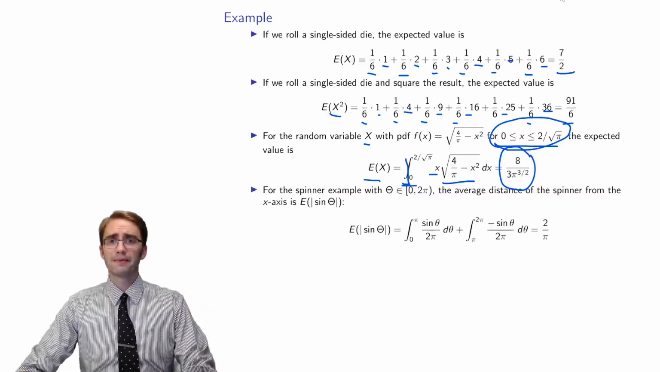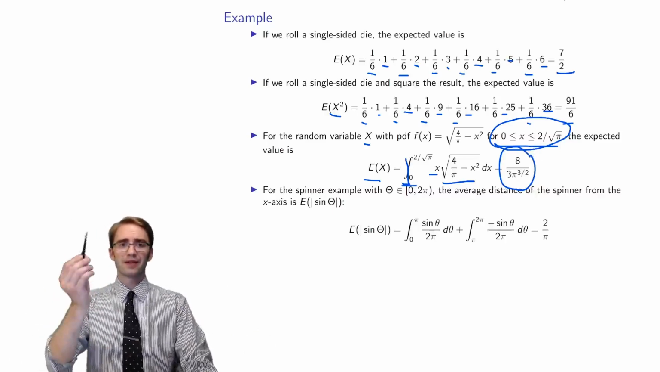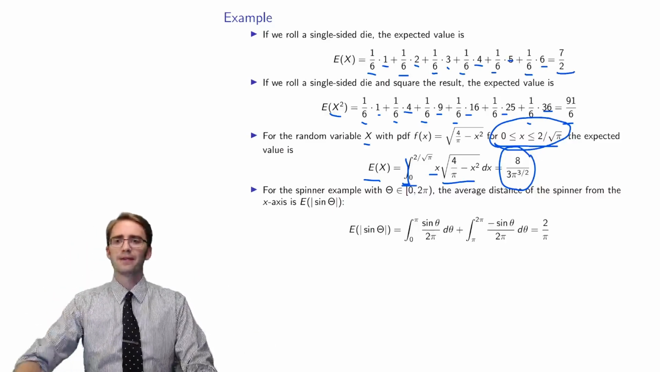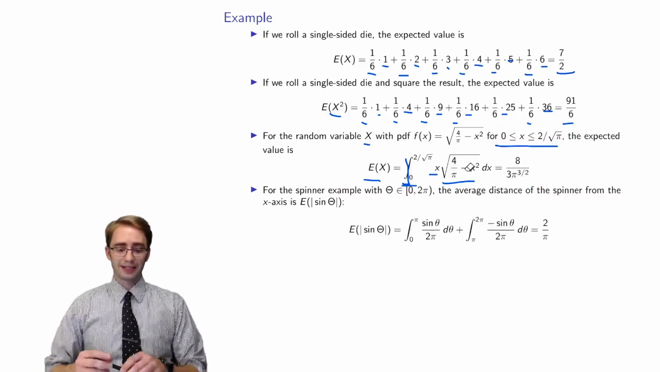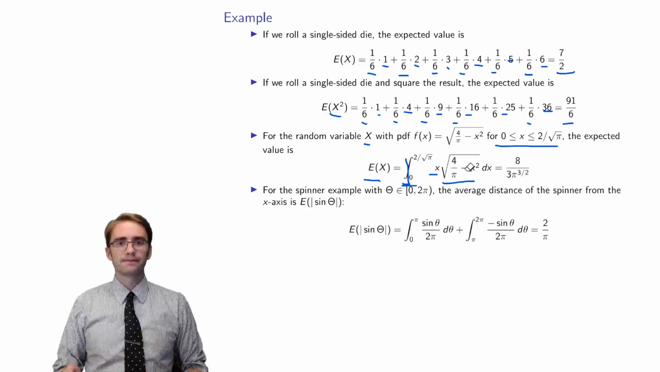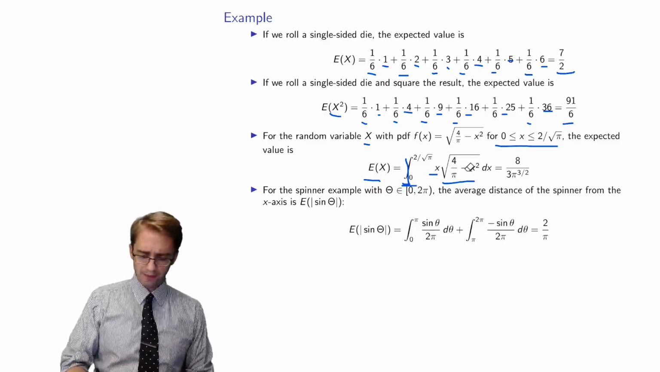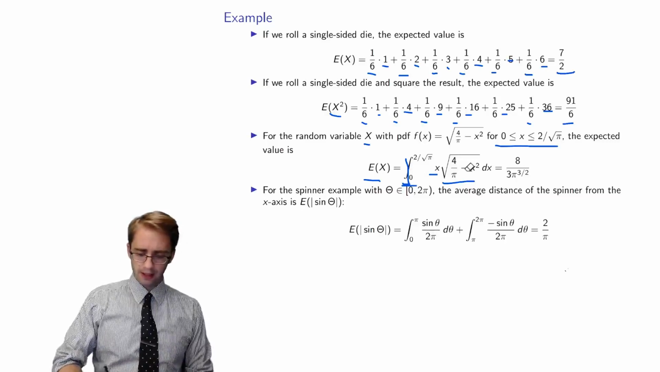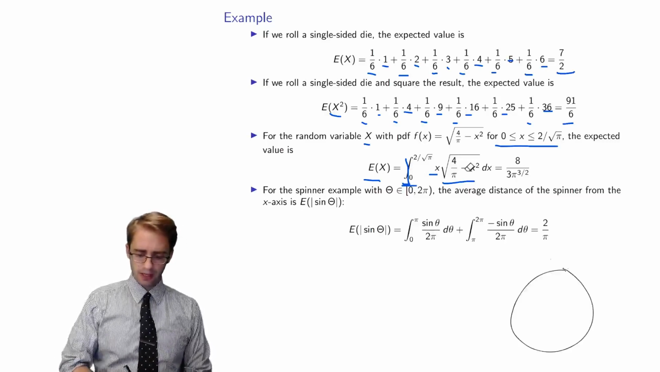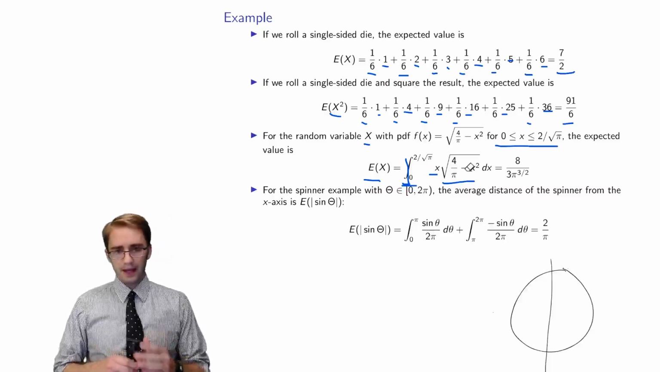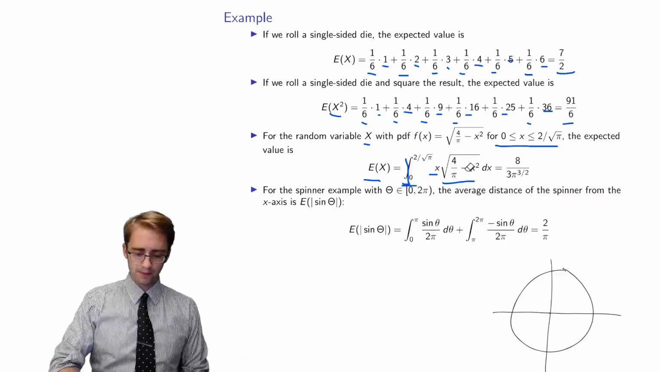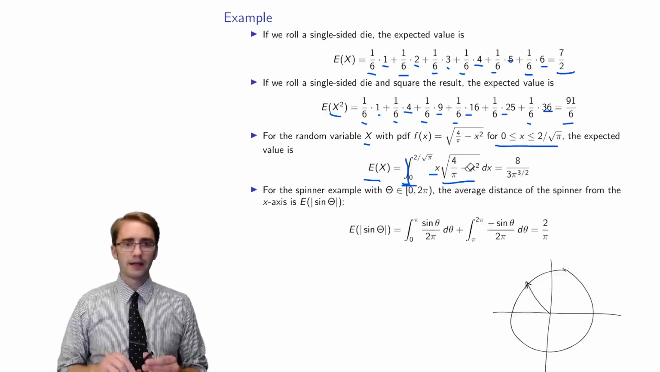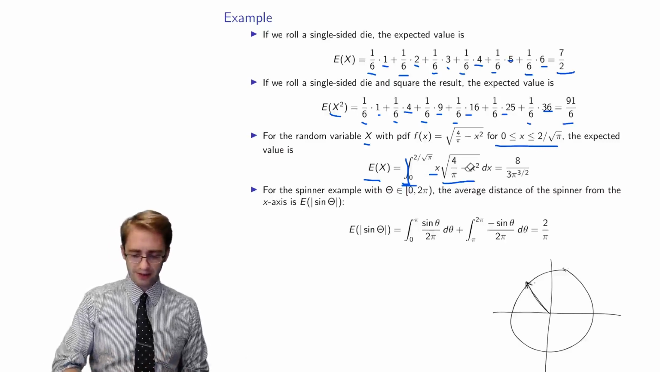For that spinner example, where you're flicking the spinner and the needle points in some direction, we could ask, what is the average distance from the spinner to the x-axis? What do I mean by this? If I have my spinner here like that, and here are my coordinate axes, and let's say my spinner is pointing in this direction, like that, I could ask you, what is this distance here?